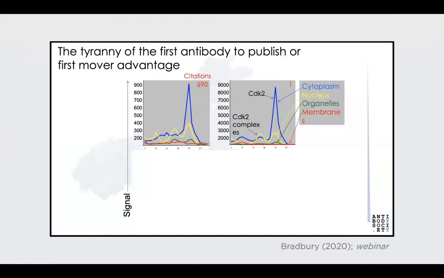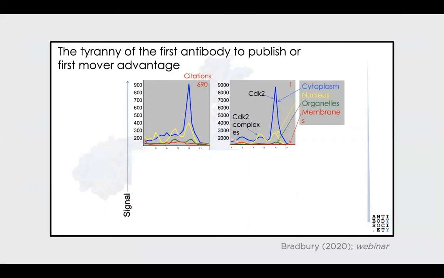And so how do you go about trying to find good antibodies? I'm borrowing a slide here from a webinar hosted by Dr. Bradbury earlier this year. As any good scientist would say, you go to the literature first. Here we're looking at two CDK2 antibodies. The one on the left has been used in about 690 publications as of earlier this year, and the one on the right has been used in only a single publication.